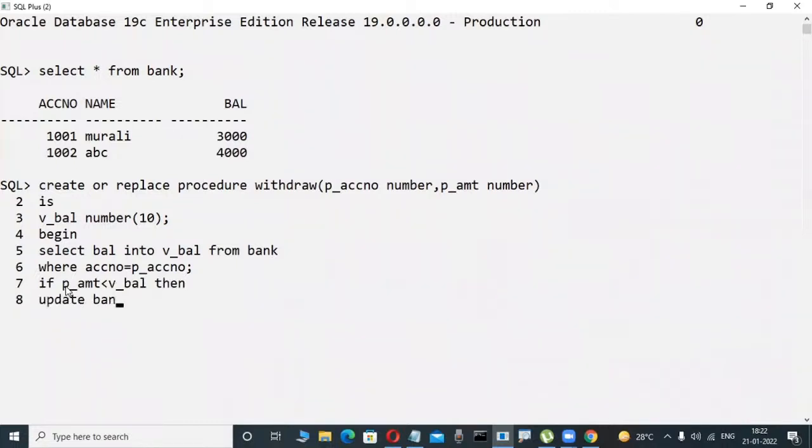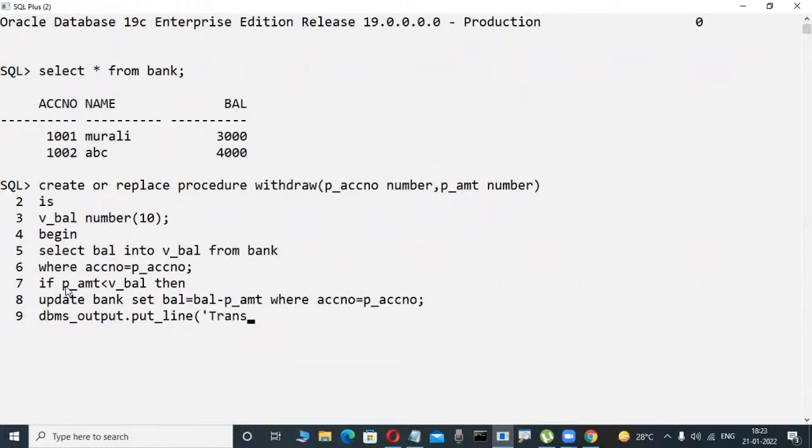Update table name set balance equal to balance minus p_amount. Something is there, some coding is there. Okay, fine. Now check it out. Some coding is there. Here I am writing some message, like in Java. Some messages I try to display: your transaction is successful.